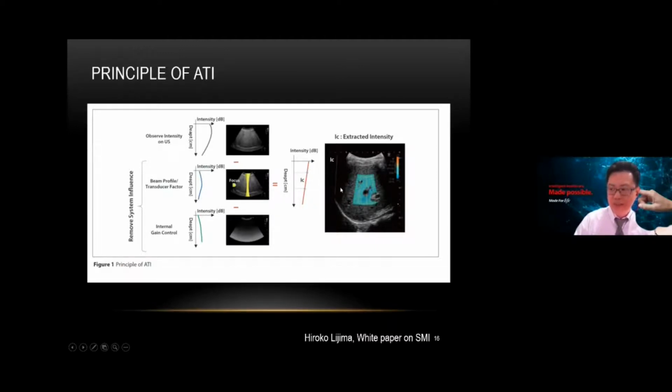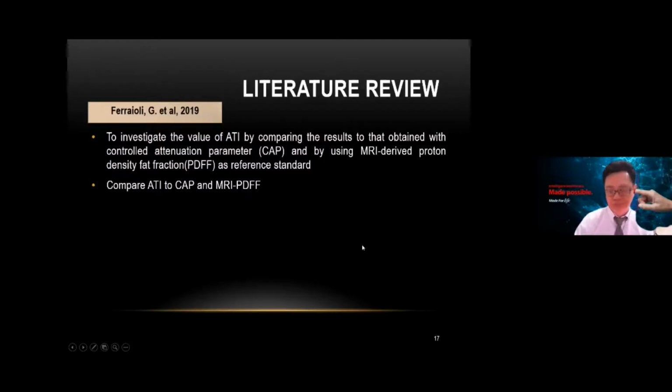So this is an example of the measurement. You just open the ATI mode, and then measure in the yellow box like this, and then you get the measurement. So it's easy to perform as well.